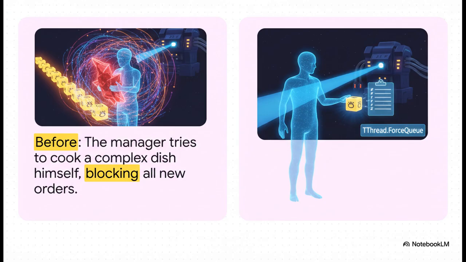So the key here is to use asynchronous execution. And Delphi gives us a really powerful tool for this called TThread.ForceQueue. It's basically like telling the manager, hey, just jot down the order right now. That's super fast. And then have the kitchen cook it in a second when they're free. This makes sure that the UI thread, our manager, stays responsive and doesn't get bogged down.